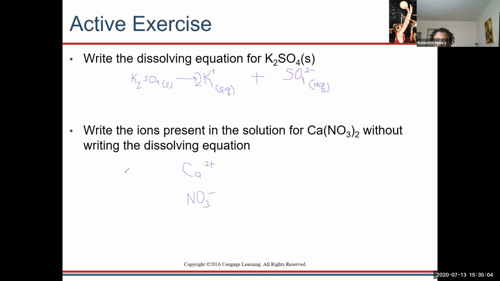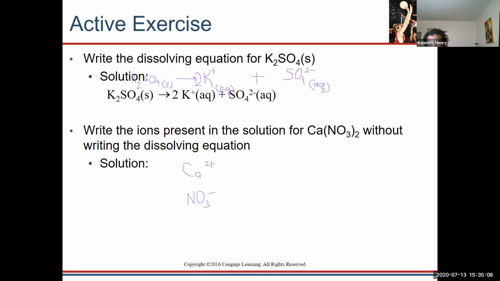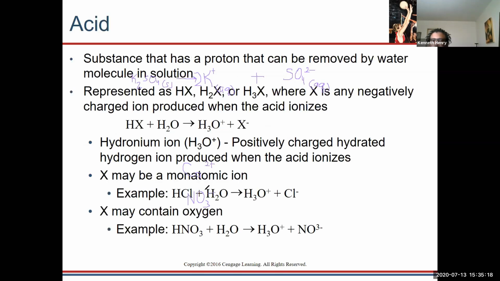Yeah, good. So let's make it a little bit harder now that you guys got the fundamentals, right? Here you would just write the ions. You wouldn't have to write the equation, just write them like that. That'll be fine. Okay, so acids.